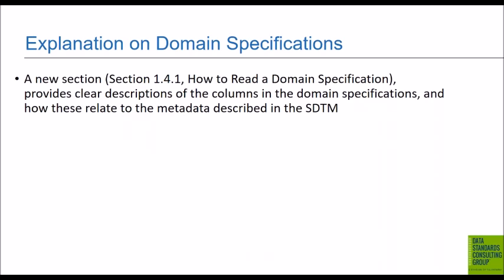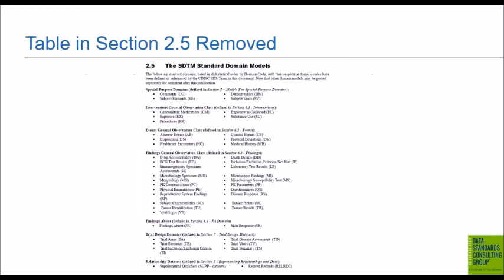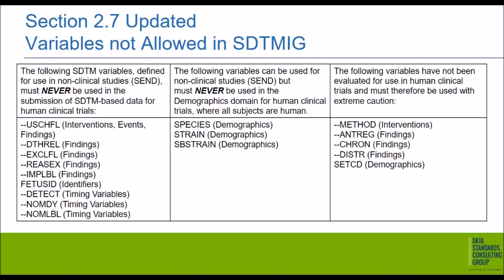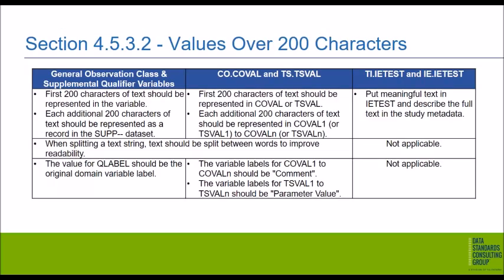That was just a new section that was added. In case anybody looked at the domain specifications and didn't know what all the columns were, there's now a section that tells you what all the columns are. This table, which was one of my favorites in section 2.5, is taken out. These are the variables I talked about. This is actually represented in table format in the implementation guide, what not to use and what to use with caution. And these additional text on 200 character variables is all combined in one place in a table.